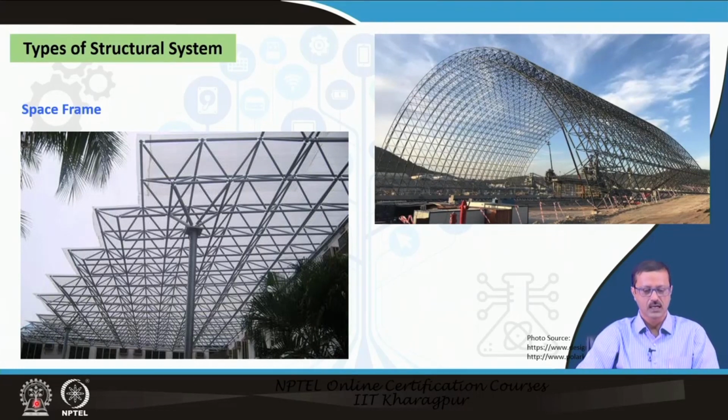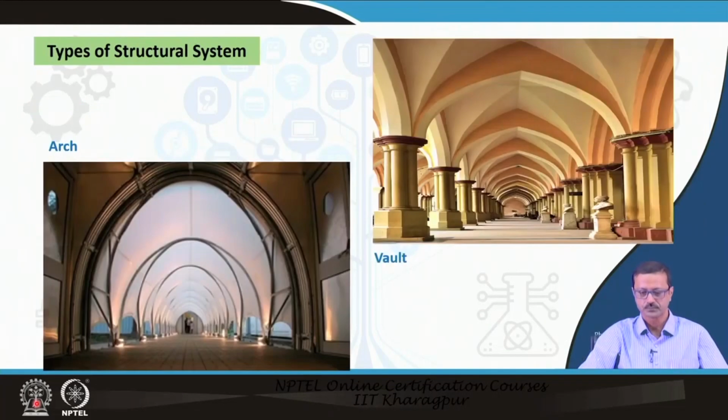Sometimes we have space frames, given in the photograph in the lower left corner, where 3-dimensional trusses can be used, and in the upper right corner you see the arch form of space frames can also be used. We may have structural systems like arches and vaults. Arches are linear in character, vaults are 3-dimensional in character. When two such barrels meet perpendicularly, a groin vault will be created.